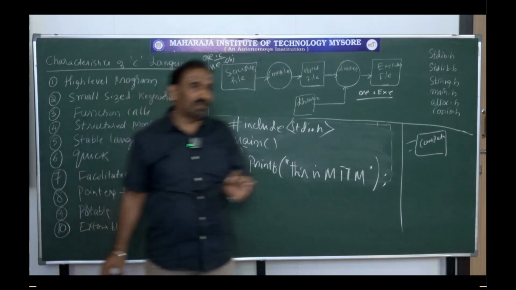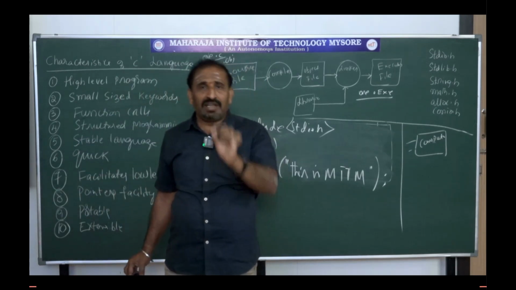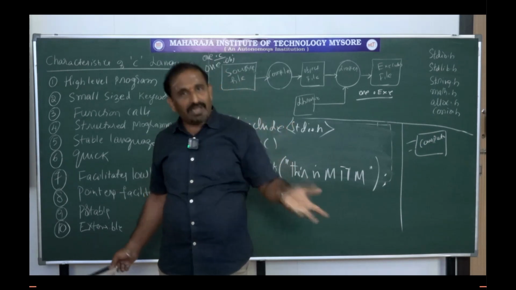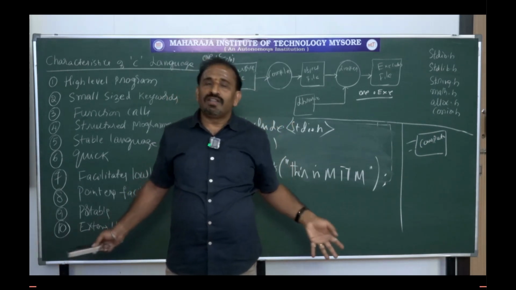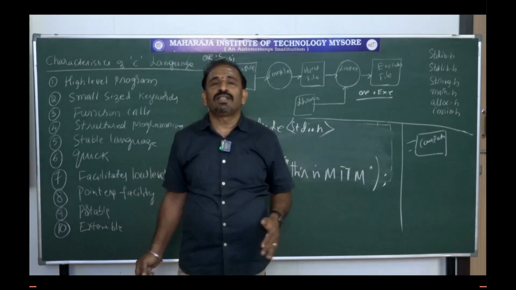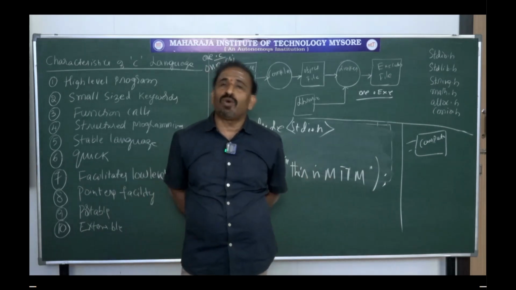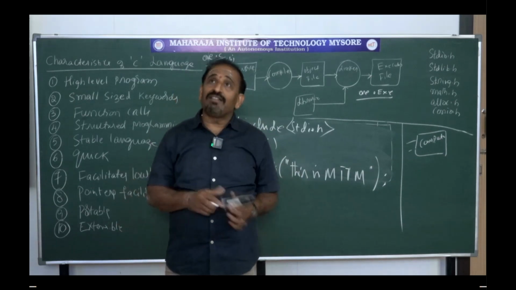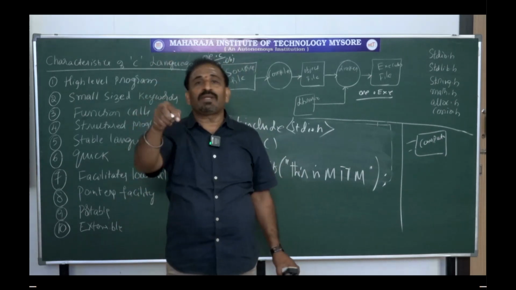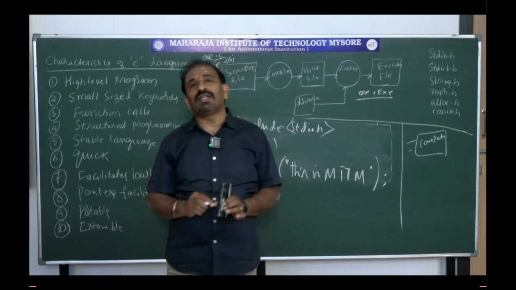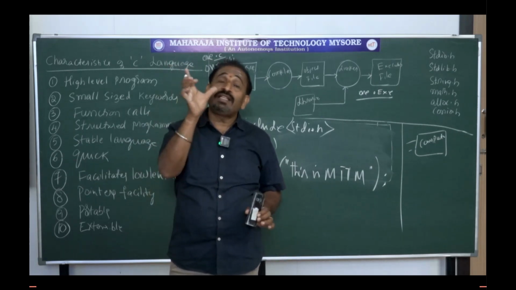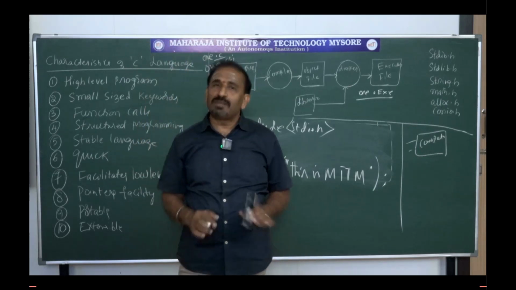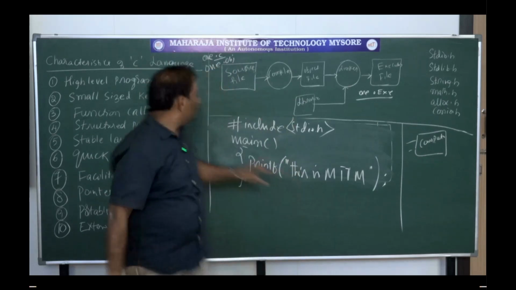Every C program should have a mandatory entry point called main. Like a house, every house should have a main gate, a main door. Where do you enter your house? Like that, where do you enter this program? It is always through the main. So main is a default function which is there in the C program. You have to have this main.